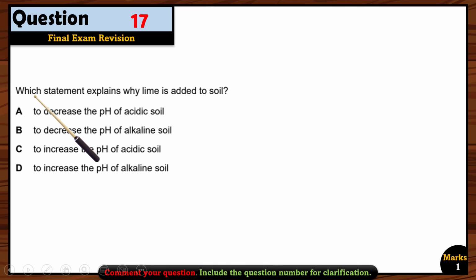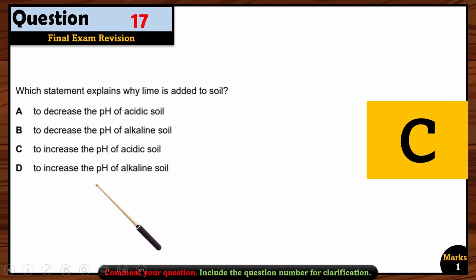Let's see question 17. Which statement explains why lime is added to soil? What is lime? Lime is actually a base. So lime is CaO, calcium oxide, or you can say Ca(OH)2. So why will we add it to the soil? If the soil is acidic, then we have to add a base, right? To neutralize it. So that means the pH of the soil is acidic. So we have to increase the pH of the acidic soil, because decreasing it is wrong, because acidic soil already has a low pH. So to increase the pH of acidic soil, that's option C. So that's why it's right.